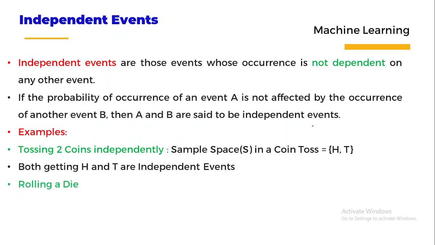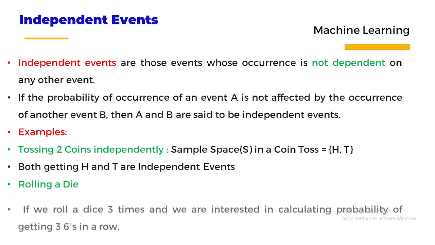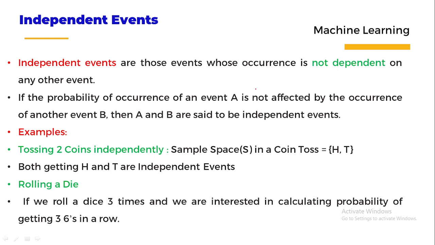Another example is rolling a die. If we are rolling a die three times, we are interested in calculating the probability of getting three sixes in a row. So it will be 1 by 6 into 1 by 6 into 1 by 6. The first roll does not impact the probability of getting a 6 in the subsequent roll. So again this is an example of independent events.